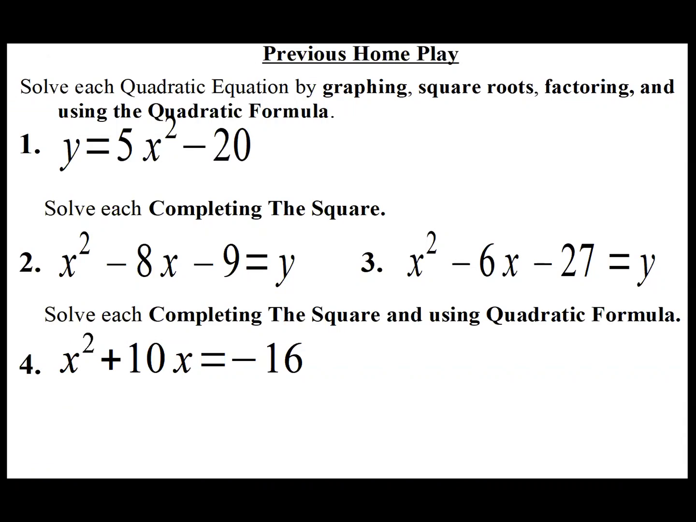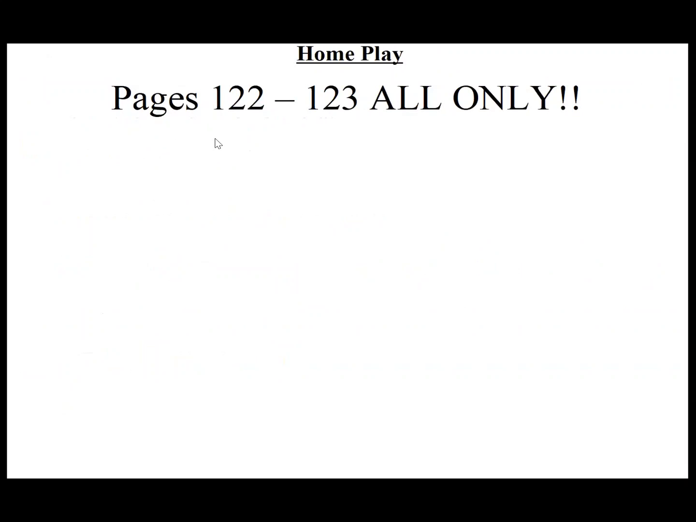Also, reminder, those of you that have not turned in your permission slip, make sure you go and turn it in ASAP. Once again, reminder, homework is pages 122 to 123, odds only.